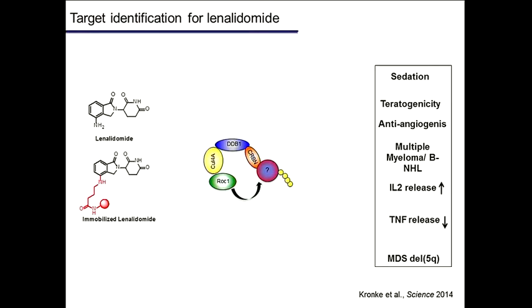So what we first did was we made a derivative of lenalidomide that could be immobilized to a bead that we could pull down and do mass spec. And when we did this, we found this protein cereblon and DDB1 as direct binding partners for lenalidomide, and that these proteins form an E3 ubiquitin ligase with Col4A and ROC1.